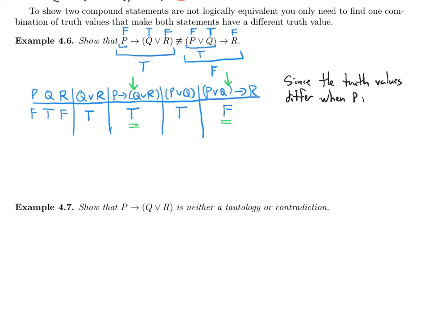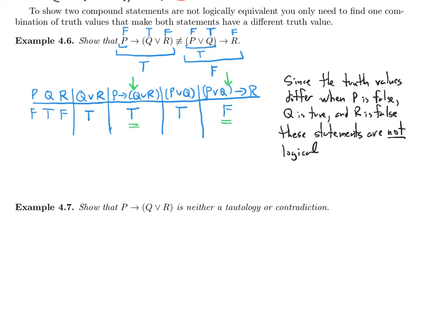when P is false, Q is true, and R is false, these statements are not logically equivalent.